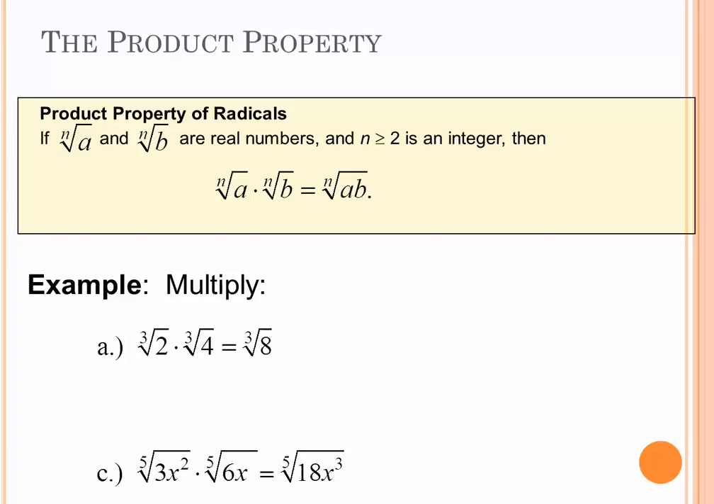The fifth root of 3x squared times the fifth root of 6x could be rewritten as the fifth root of 18x cubed. So you could rewrite them underneath the same radical.